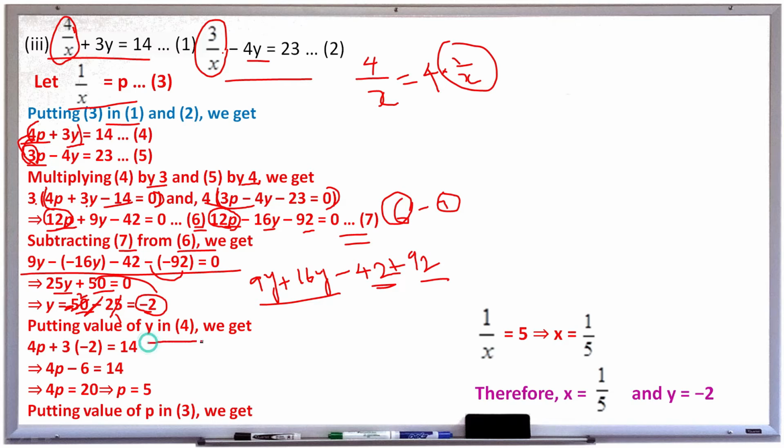Now putting this value of y in equation number 1 to get the value of p, so 4p plus 3, instead of y you put minus 2, is equal to 14. Open the bracket, 3 into 2, 6, minus 6, 4p minus 6, bring 6 to the right hand side, it will become plus 6, 14 plus 6 is 20, 4p is equal to 20, therefore p is equal to 20 by 4, which is equal to 5. Putting this value of p in equation number 3, we get 1 by x is equal to 5. So x we want, cross multiplying, x is equal to 1 by 5. So x is equal to 1 by 5 and y is equal to minus 2 is the solution for the equation.